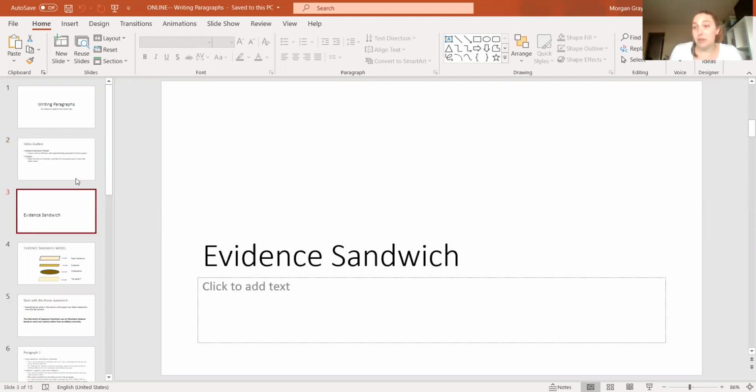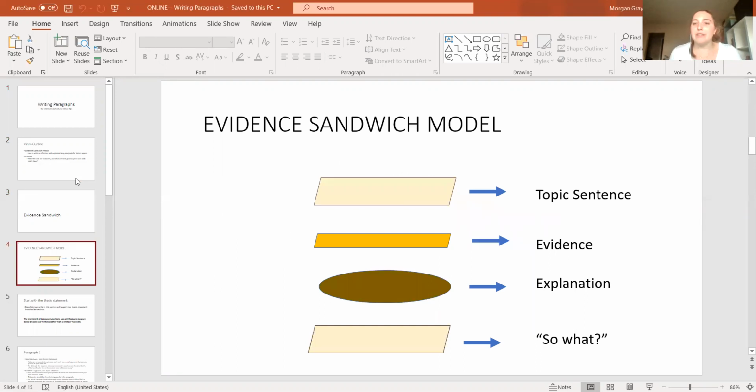The evidence sandwich model is effectively a way of thinking about your paragraph structure that uses a very easy to remember analogy. You will have these elements: your topic sentence, which is a mini thesis statement. That's your first sentence. It defines what you're about to talk about. This is like the first piece of bread. This is the foundation on which your entire thing will be built. Your evidence is the cheese. You kind of need it, but it's not the meat of your paragraph, which is your explanation. And then the so what wraps it all together. And we'll go through each of these elements in a minute.